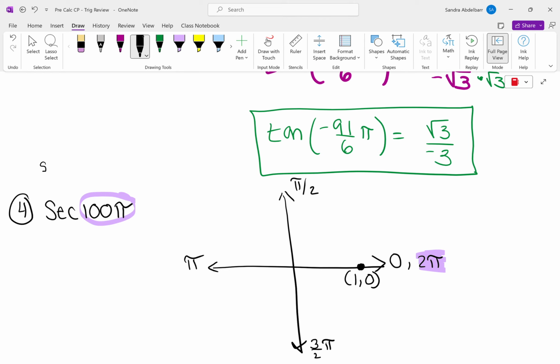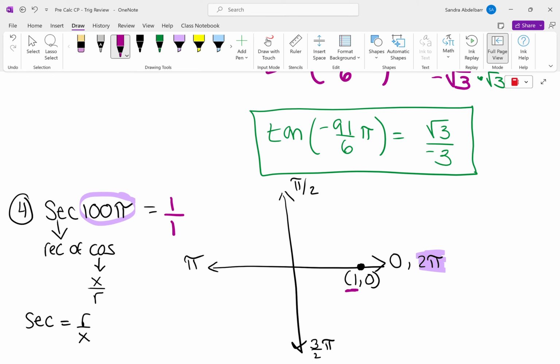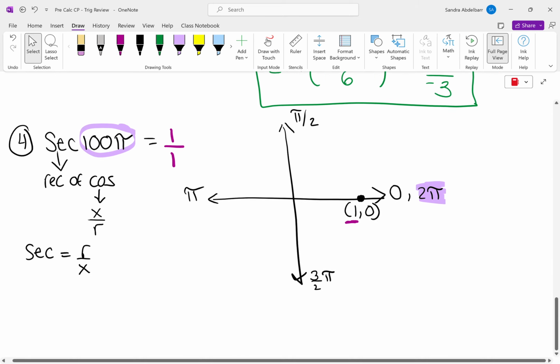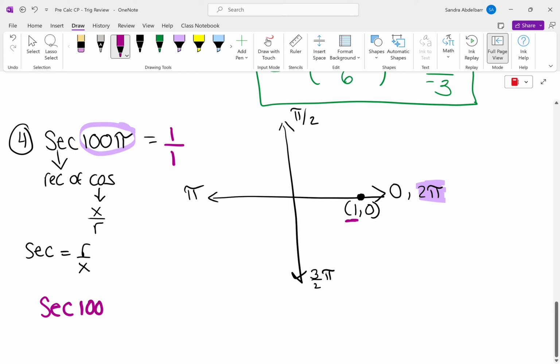So now for secant, isn't secant the reciprocal of cosine? And cosine is x over r. So what does that mean for secant? It will be r over x. What's the r on the unit circle? Yeah, but what is it always? What number? R is always 1. So this is going to be 1 over the x coordinate, which is 1. So the secant of 100 pi is 1.